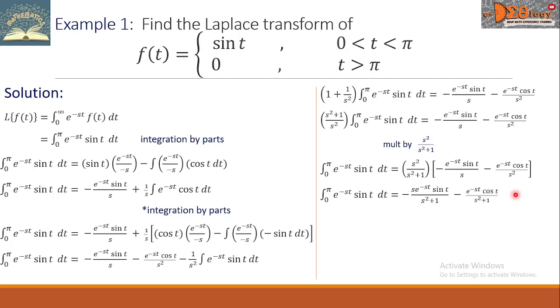At this point, let us factor out the GCF of the fractions. So we have now e raised to negative st all over s squared plus 1 that is multiplied by negative s sin t minus cosine t. At this point, let us evaluate this with respect to 0 to pi.